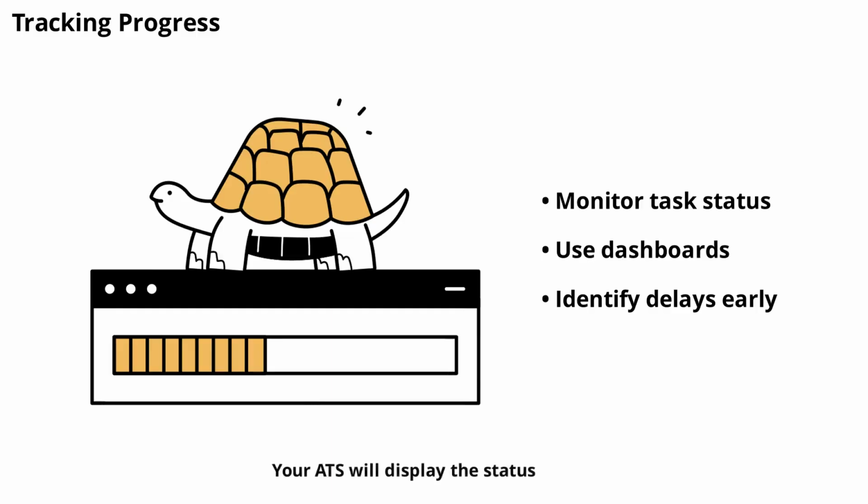Your ATS will display the status of each task and overall project completion. Use dashboards or progress bars to get a quick overview. Regularly updating task statuses helps you identify delays early and take corrective action. Encourage your team to mark tasks as complete and provide updates, so everyone stays informed about the project's status.